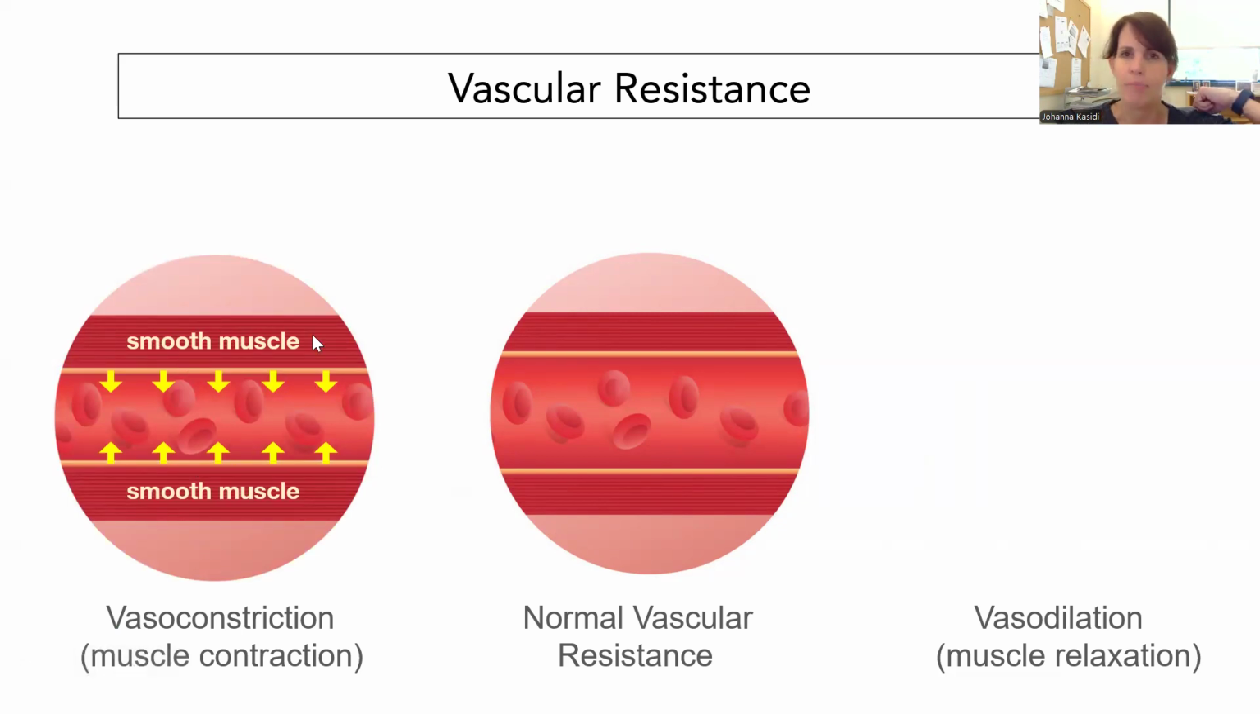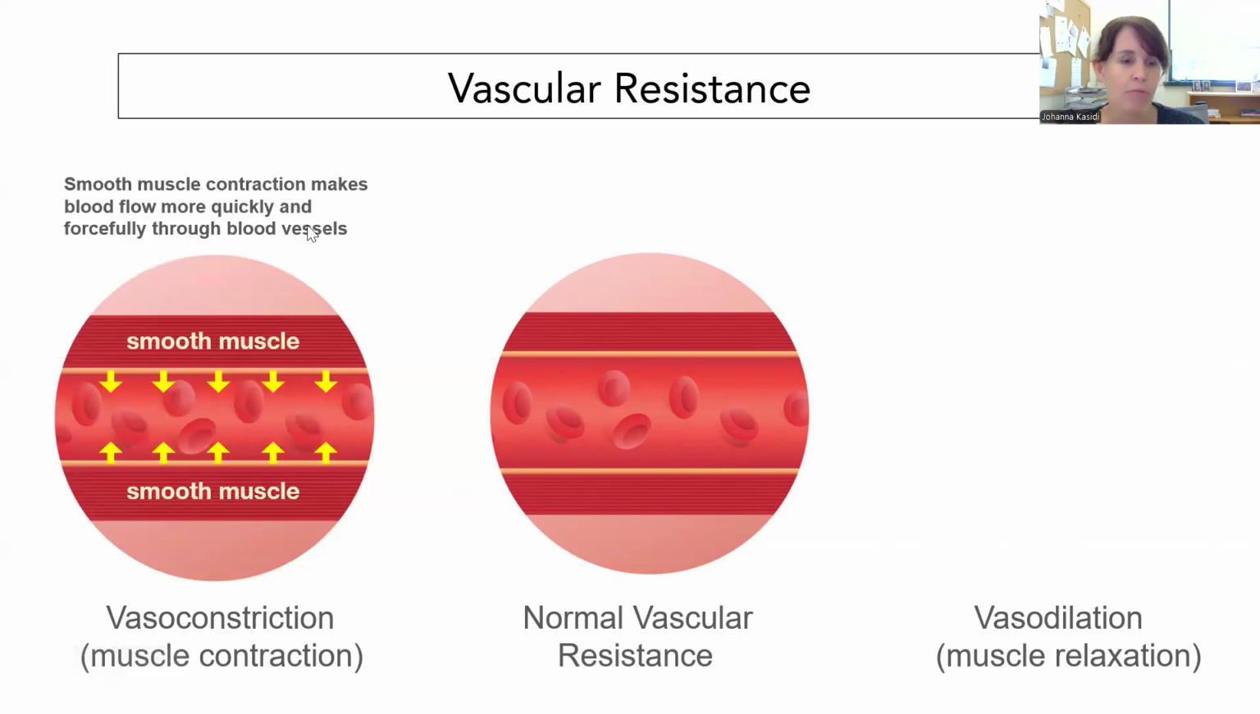And it's just like if you make a muscle with your arm, your muscle gets bigger. If your muscle contracts, your smooth muscle around your arteries and veins contract, they get bigger and they constrict the artery or the vein. So this could cause high blood pressure. So you can see that it's much smaller and everything's going to move more quickly and with more force because there's less area.